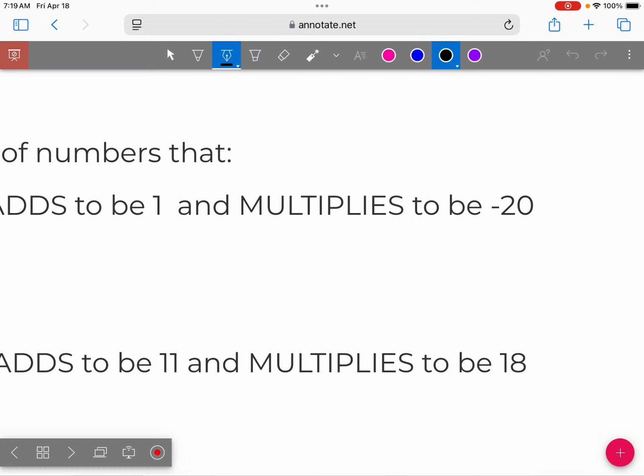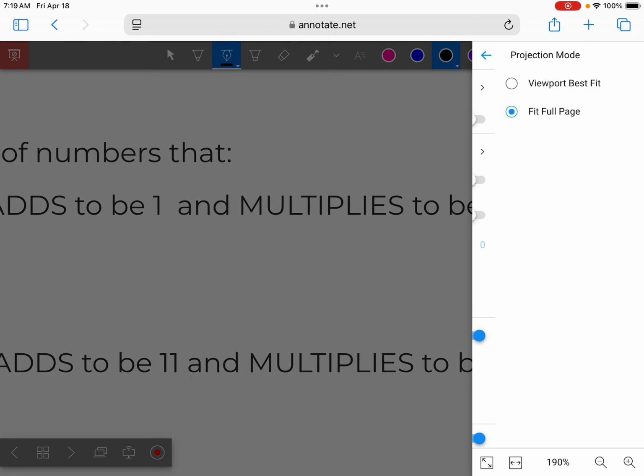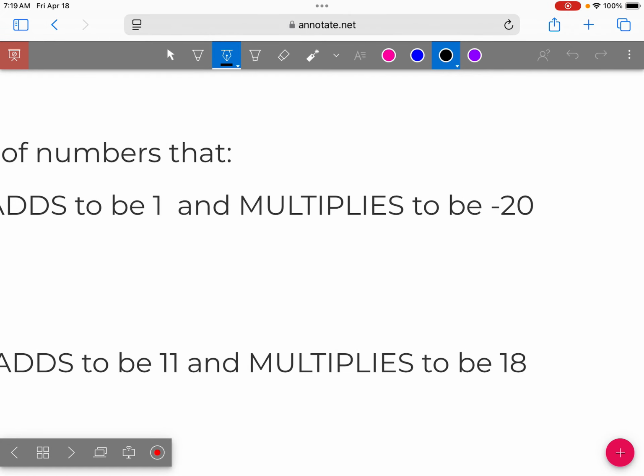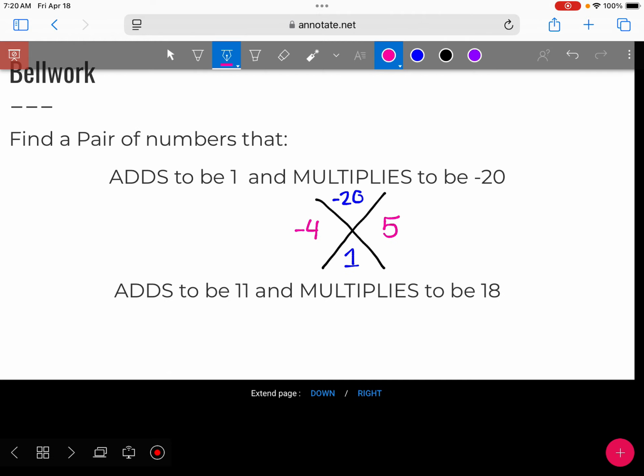What this is trying to figure out are those kind of pairs that we would use in our X, where it multiplies to be the negative 20, adds to be the positive 1, and it would take a positive 5 and a negative 4. We've used this tool before. So look at the next one.